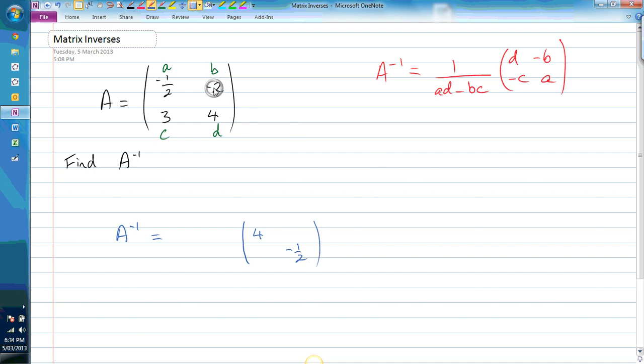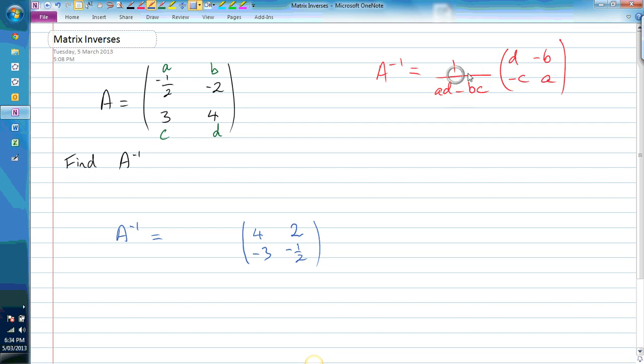And I'm going to change the sign of this. I need a negative B. Currently it already is negative, so I need to make it positive. So this is going to become a positive 2. And the 3 needs to become a negative 3 down there.